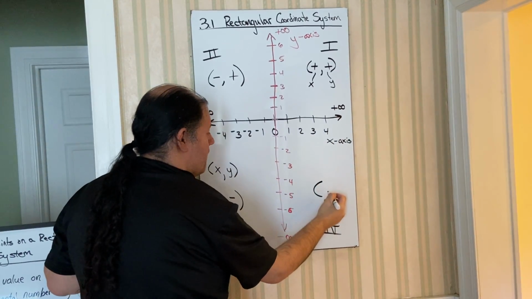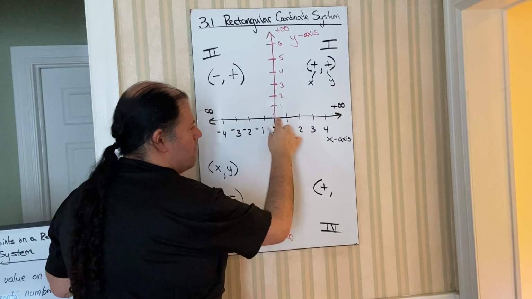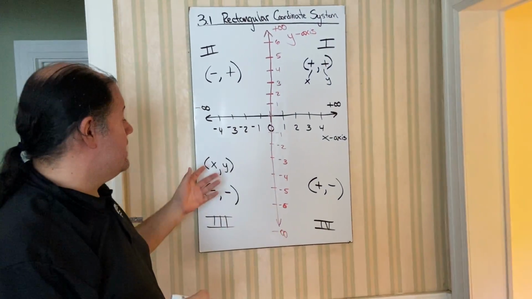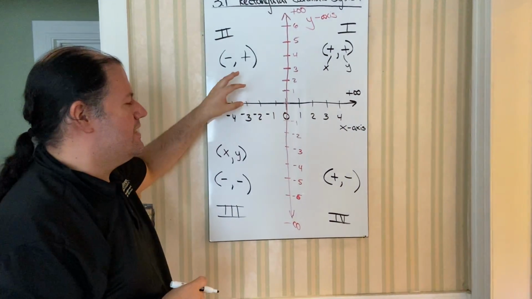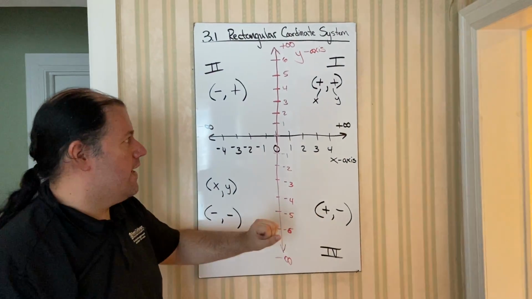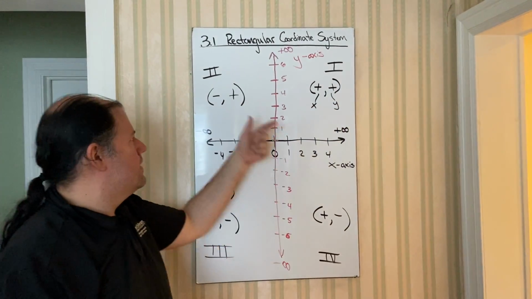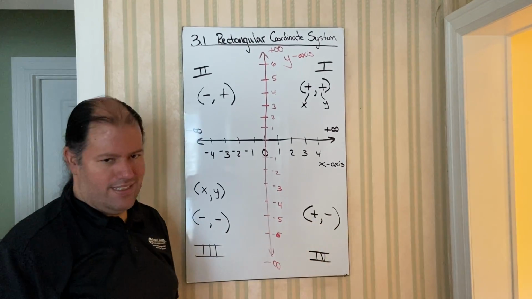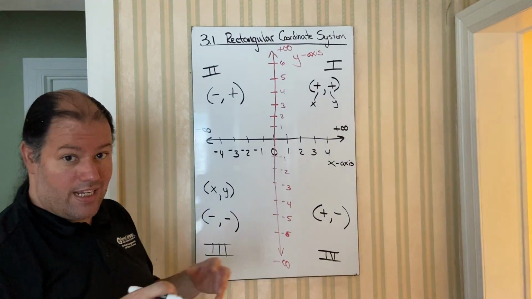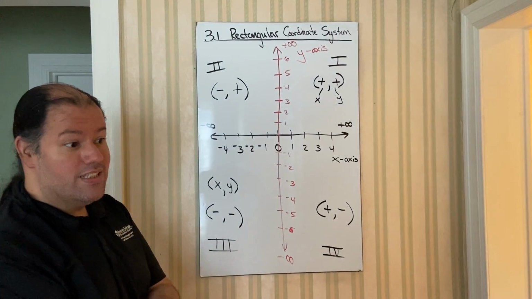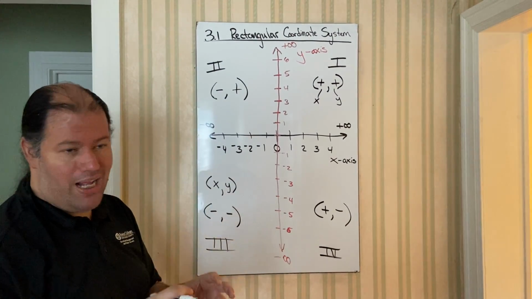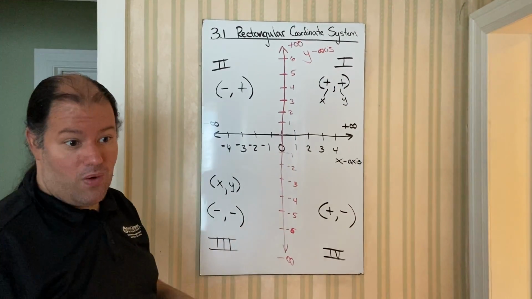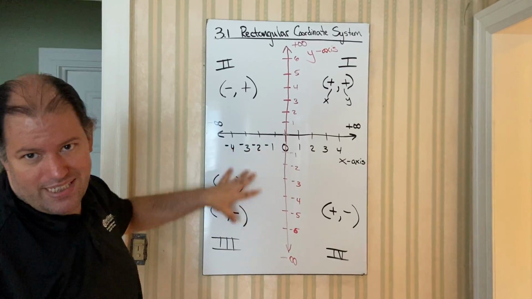positives for your x, but negatives for your y's. So you can see each corner has a distinct looking ordered pair. 2 pluses here, minus plus here, 2 minuses here, and a plus minus here. That will help us when we actually get to graphing points. Because if I know I have 2 values that are positive, I know it's going to be found in this upper corner. If I have an x value and a y value that are both negatives, then I know it's going to be down here.